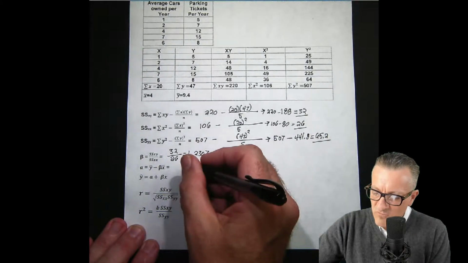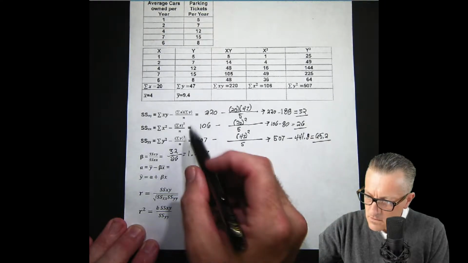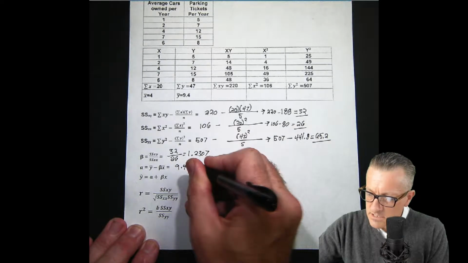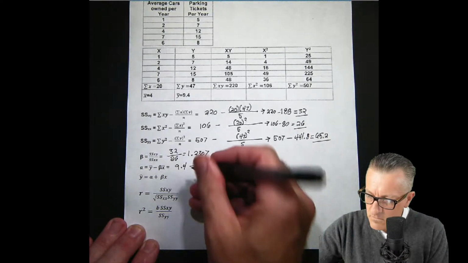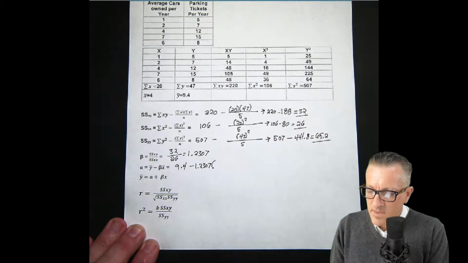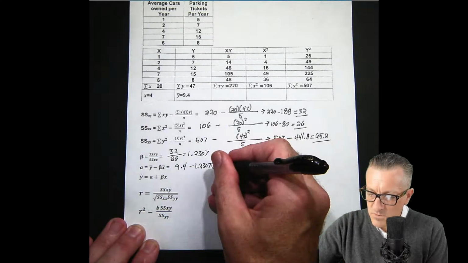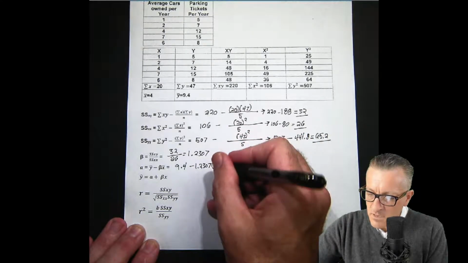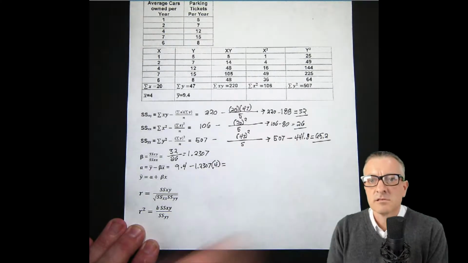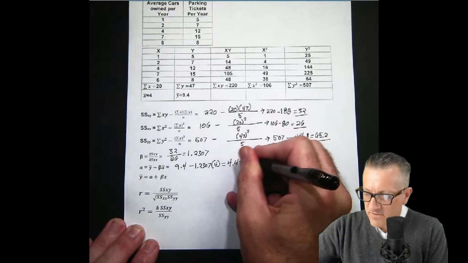Okay, for the next one, we have y hat, and y hat is right here, 9.4. Subtract our b, which we just figured out, which is 1.2307, multiplied by the mean of our x for this one, which would be 4. And the answer for that one is 4.4772.